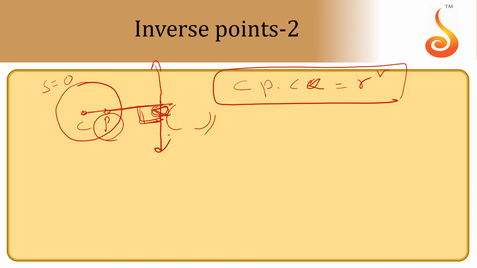Okay. Now, according to the definition of inverse point, C, P, Q must be collinear. And a very important thing is that P and Q points should be on the same side of C only. So you can't have P on one side of the center and Q on another side of the center. So these are the very important points regarding inverse points.